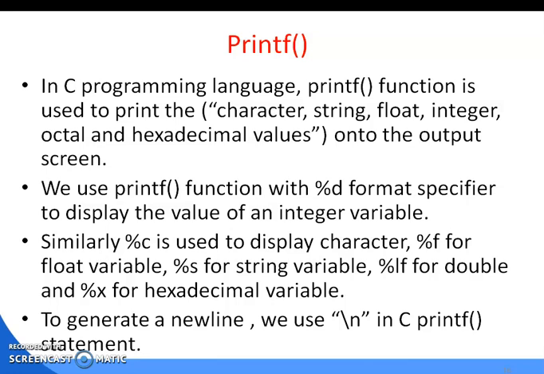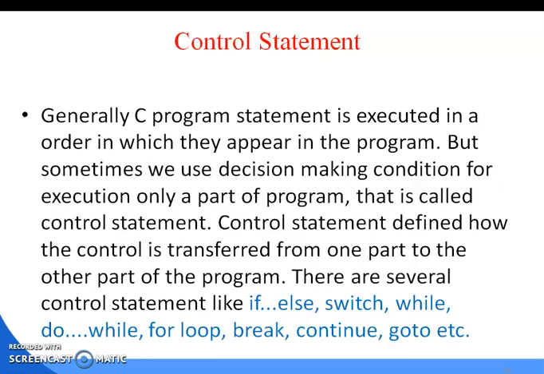Similarly, %c is used to display characters, %f for float variables, %s for string variables, %lf for double, and %x for hexadecimal variables. So these are the format specifiers used. Next, to generate a new line, we use \n in the C printf statement.